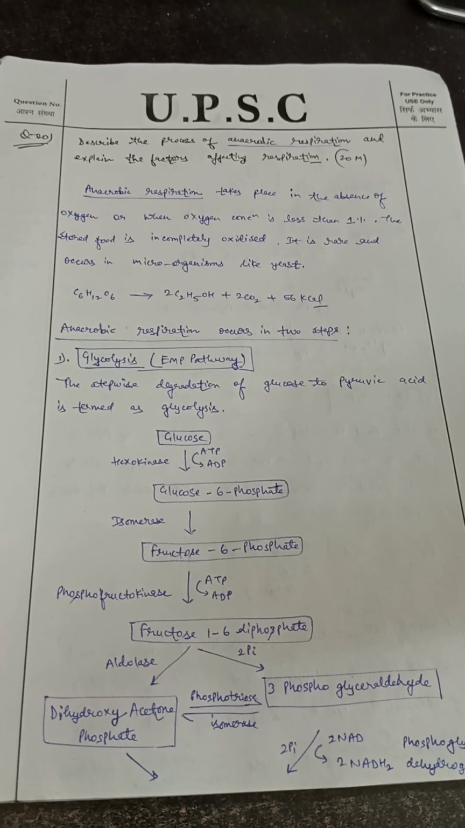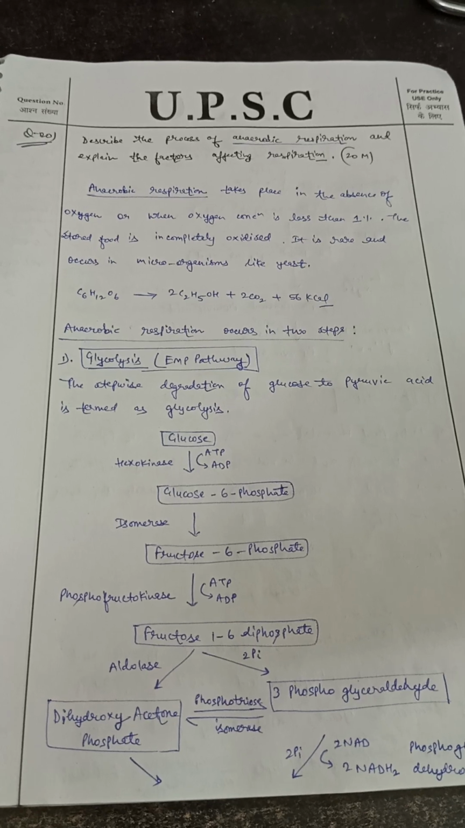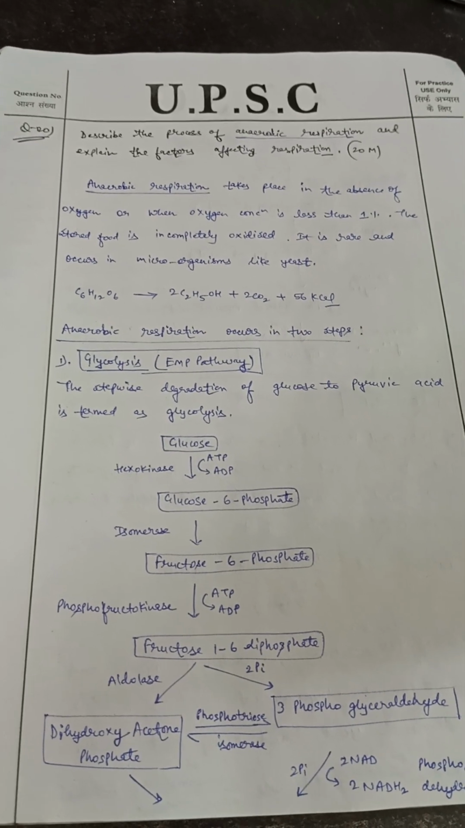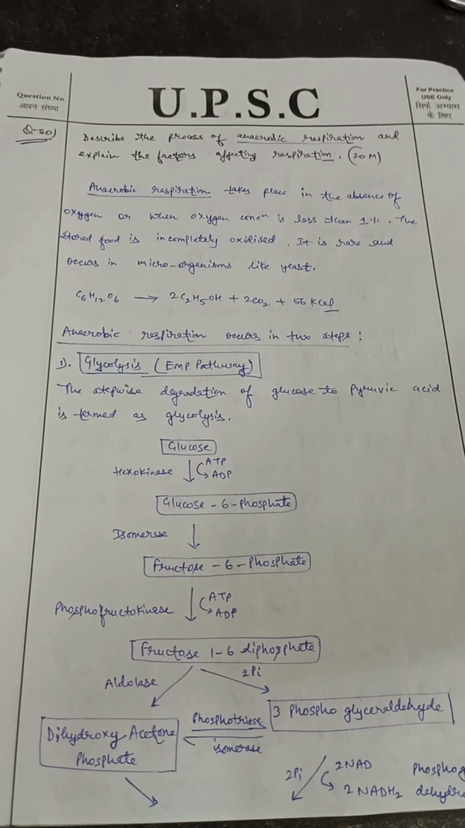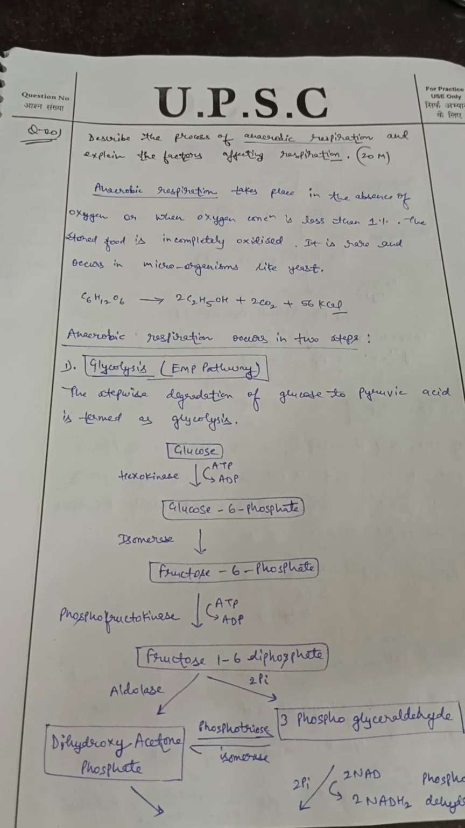Hello everyone, this is UPSC 2024 Agriculture Optional Paper 2. The question is, describe the process of anaerobic respiration and explain the factors affecting respiration. This is a 20 marks question and you have to attempt it in the range of 250 to 300 words.